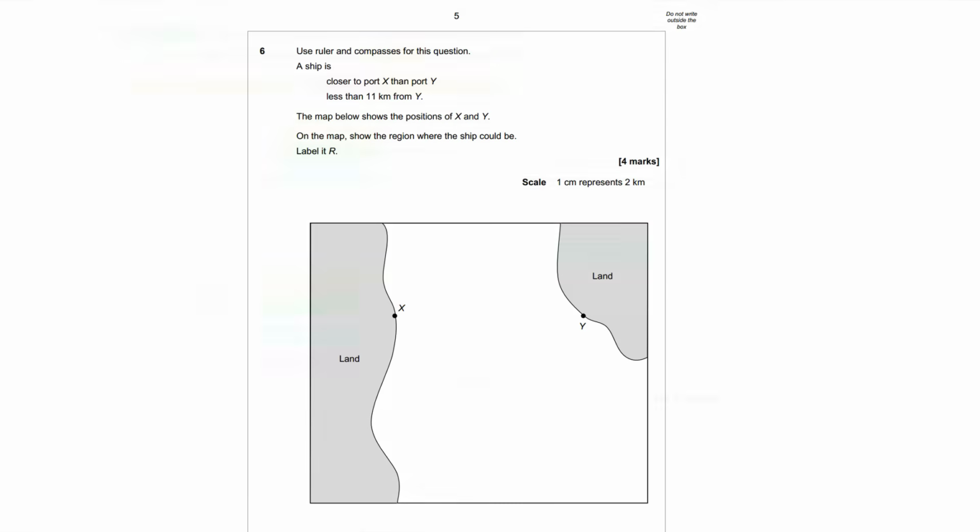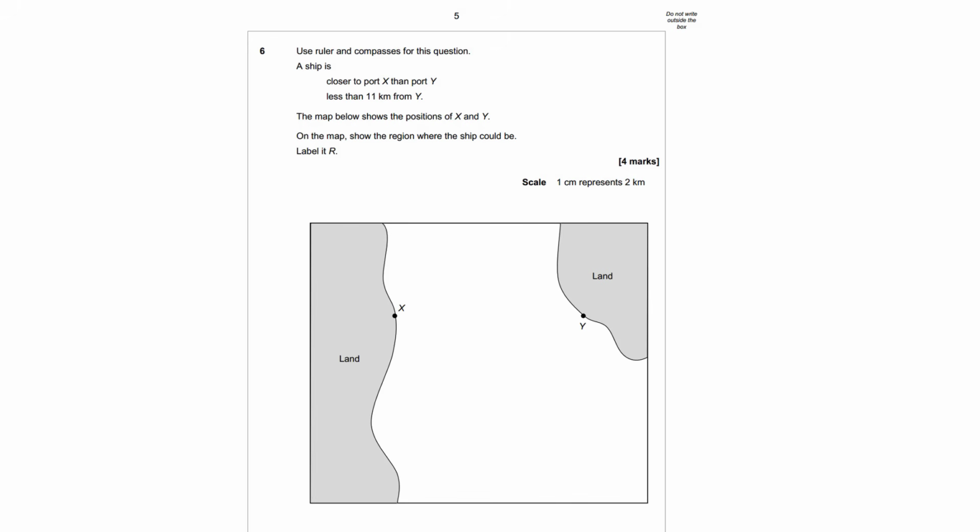Question 6. Use a ruler and compasses for this question. A ship is closer to port X than port Y, less than 11 kilometers from Y. The map shows the position of X and Y. On the map, show the region where the ship could be. Label it R. So we're going to have to use our knowledge of loci of various points, along with our compass skills, to work out what the answer is.